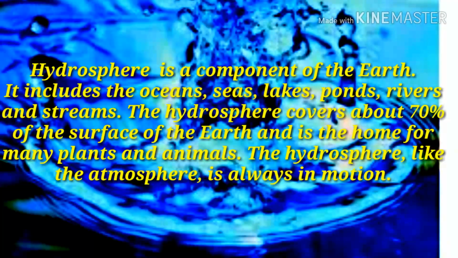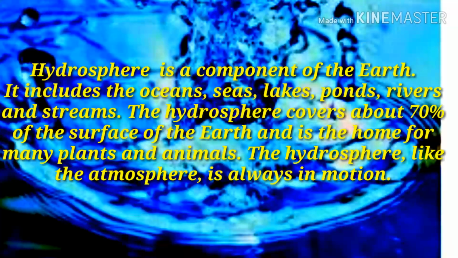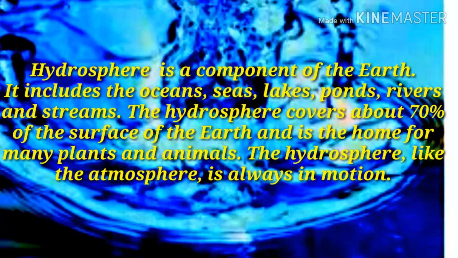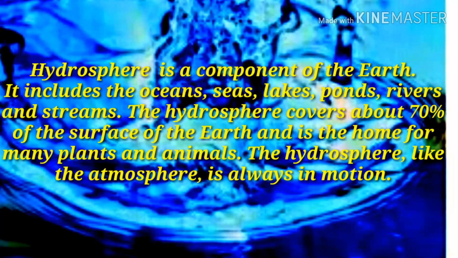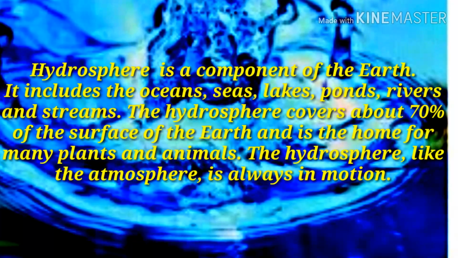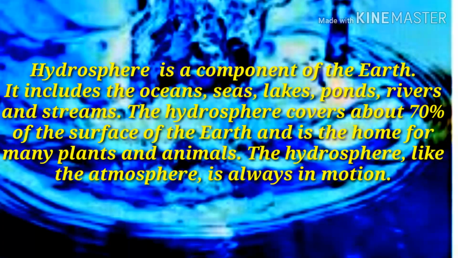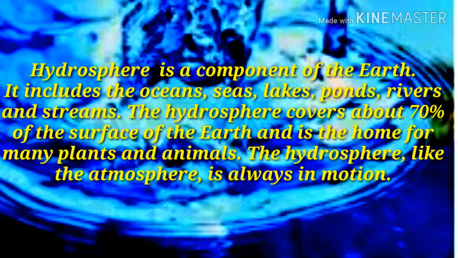It includes the oceans, seas, lakes, ponds, rivers, and streams. The hydrosphere covers about 70% of the surface of the Earth and is the home for many plants and animals. The hydrosphere, like the atmosphere, is always in motion.